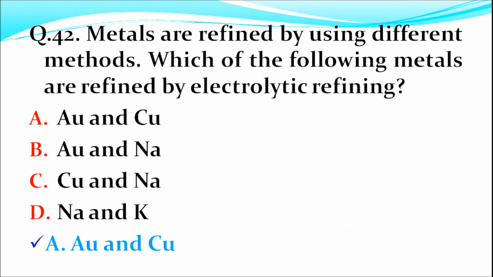Metals are refined by using different methods. Which of the following metals are refined by electrolytic refining? Option A, gold and copper. Option B, gold and sodium. Option C, copper and sodium. Option D, sodium and potassium. Correct answer is option A. Gold and copper are refined by electrolytic refining.